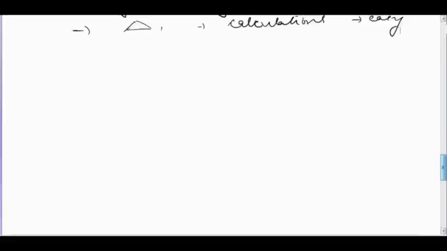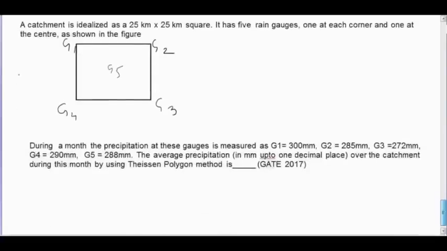Now we shall see one question. This was the question asked in GATE 2017. A catchment is idealized as a 25 kilometer cross 25 kilometer square. It has 5 rain gauges, right? You can see it has 5 rain gauges over here. This is your G1, this is your G2. One at each corner and one at the center as shown in the figure.